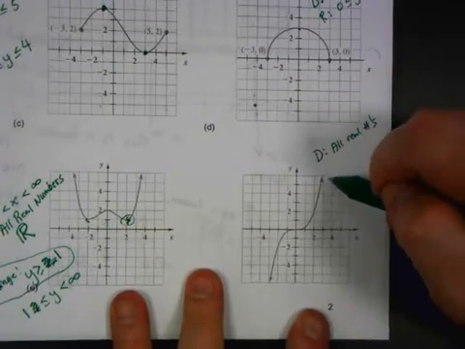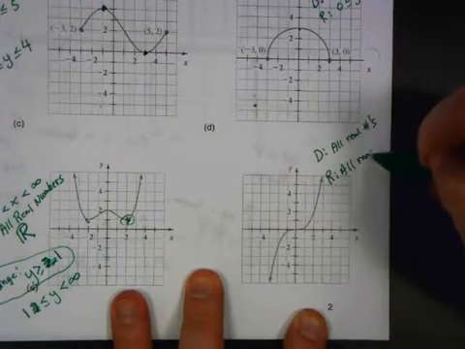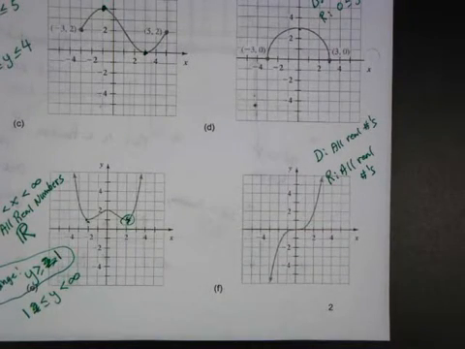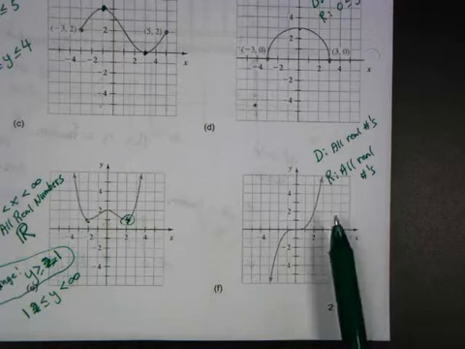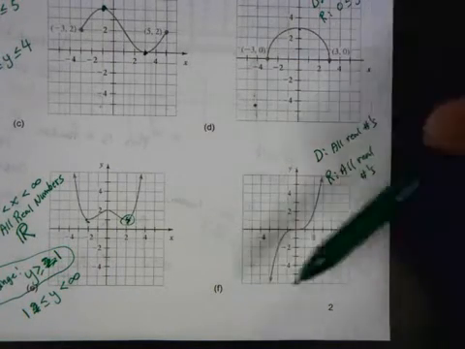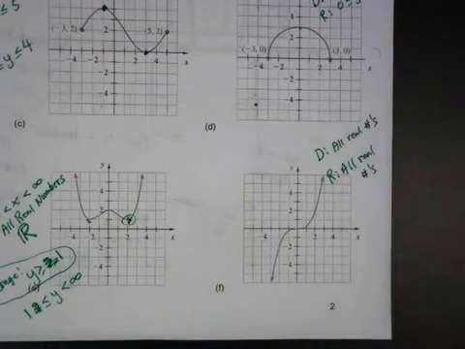And how about the range? Same thing, all real numbers. Why? Infinite, because it goes up forever and it goes down forever, so we can get any y values. So our answers for both of those should just be all real numbers, all real numbers.